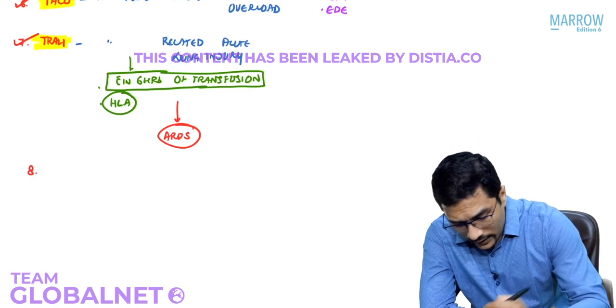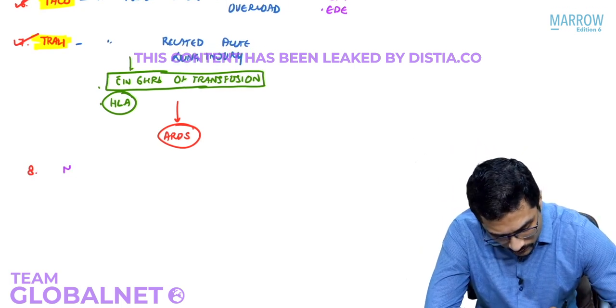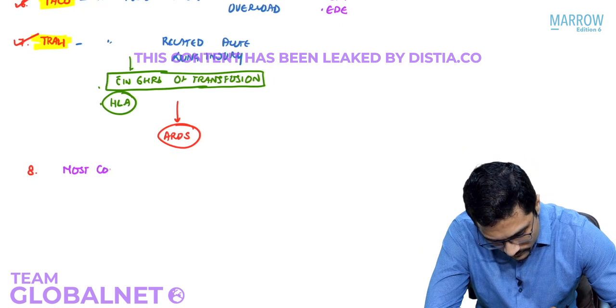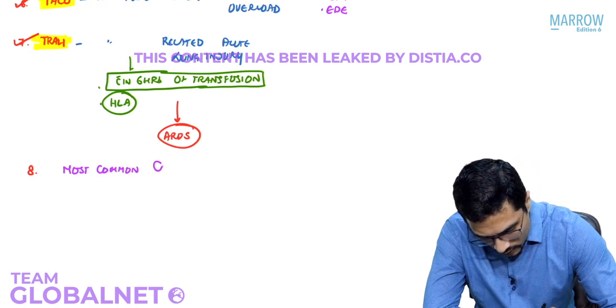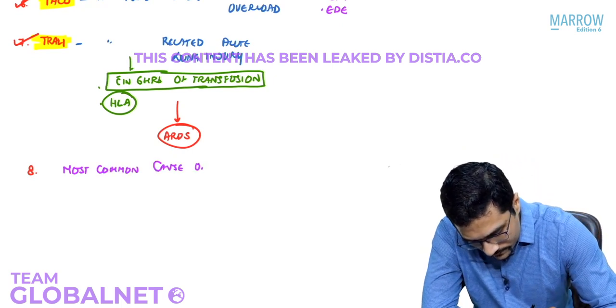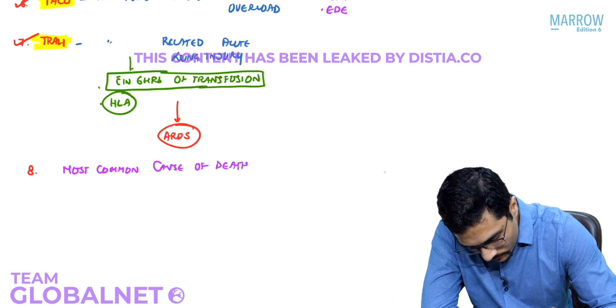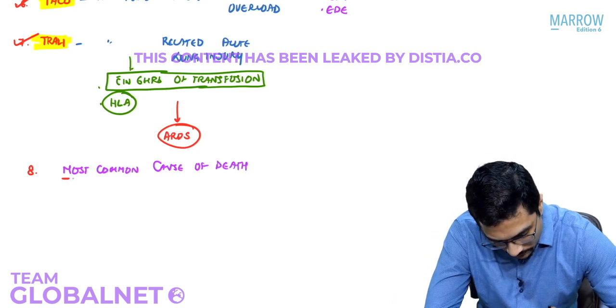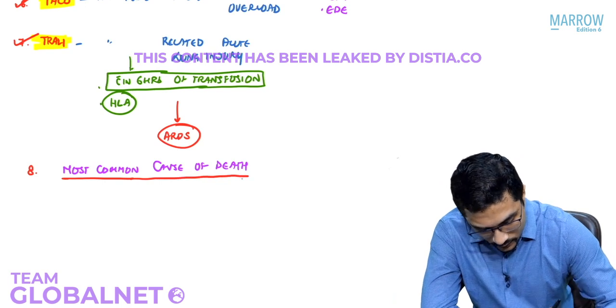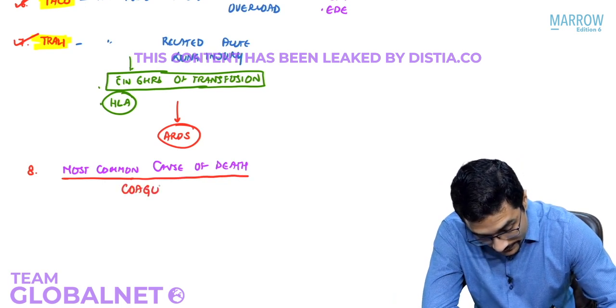One final point regarding massive blood transfusion: the most common cause of death in massive blood transfusion, this question has been asked multiple times, is coagulopathy. It is not TRALI, it is coagulopathy.